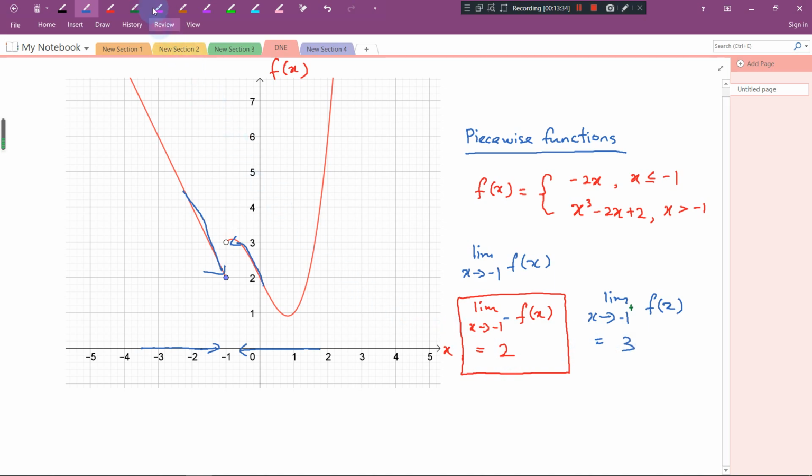In this case, if the question asks you to find the limit of this function as x approaches -1, it means the question does not tell you the left hand side or right hand side, or we can call it both sided limits or overall limit. In this case, the limit does not exist. DNE stands for does not exist, because they are heading to different numbers.